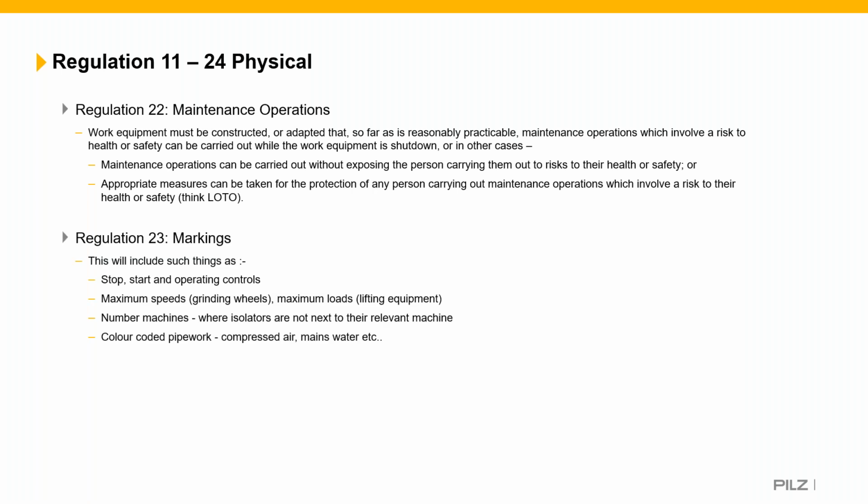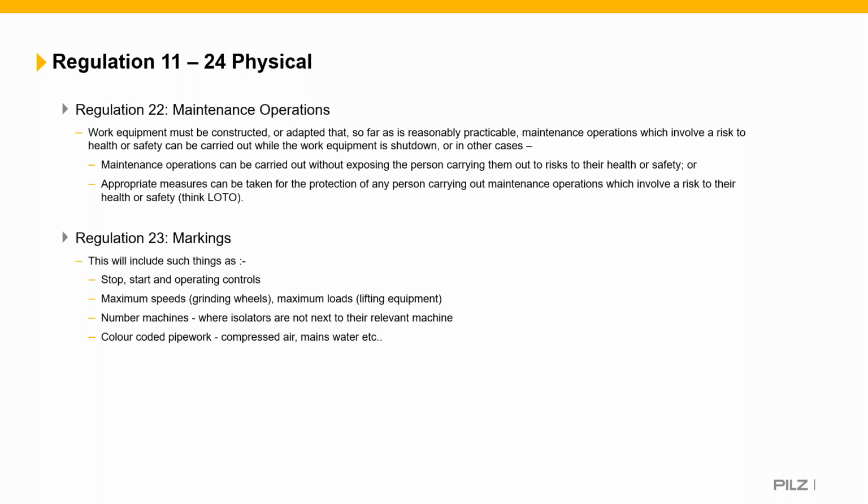Regulation 23 looks at markings, and it includes things like start, stop, operating controls. So the people using the work equipment know exactly what each button, function, switch, or guard, or whatever it might be, actually does on a piece of work equipment. We need to ensure that we have notification of the maximum speeds for things like grinding wheels, that we provide the maximum load for work equipment, so that we know that we can use the right equipment for the right weights that we're lifting. And also simple things like numbering machines.